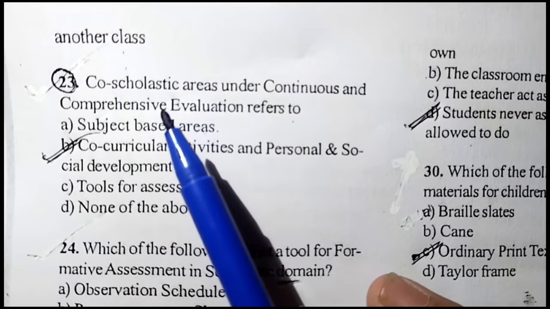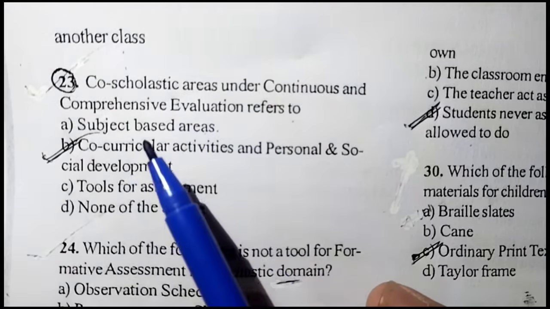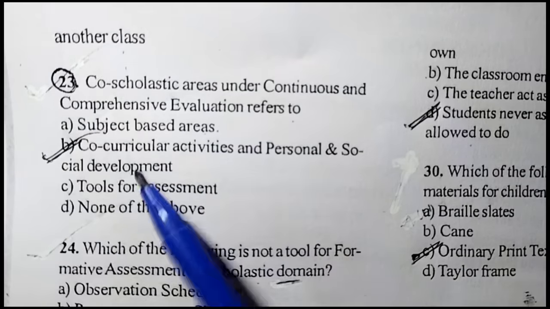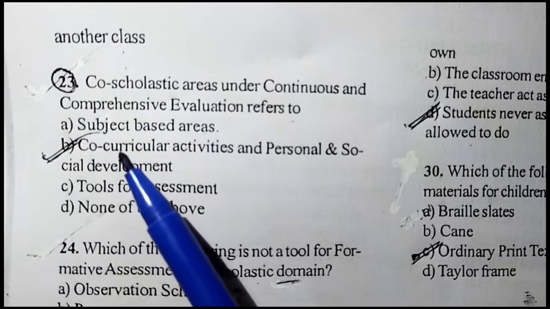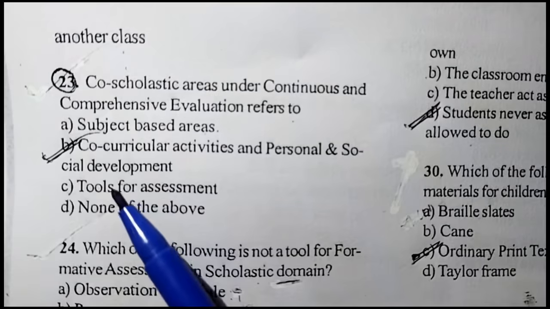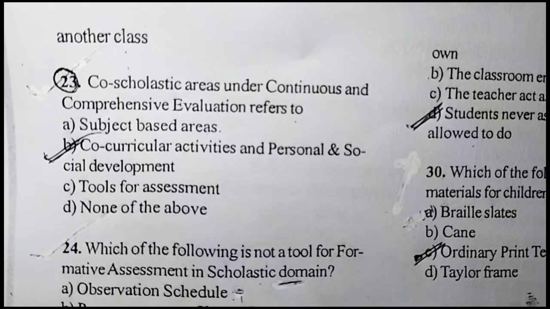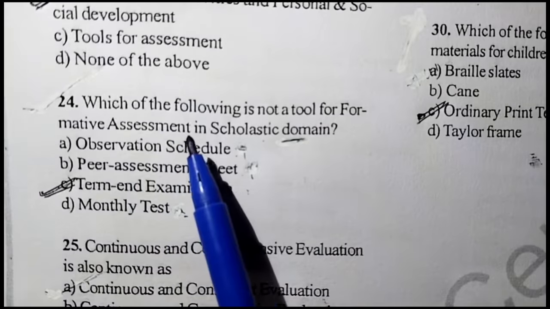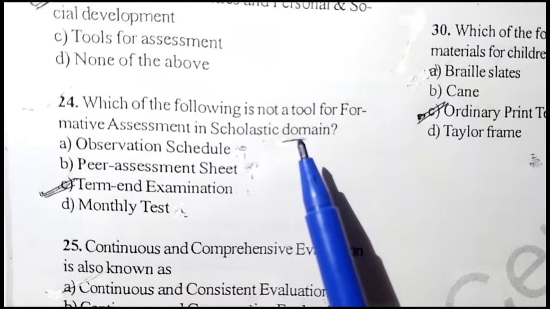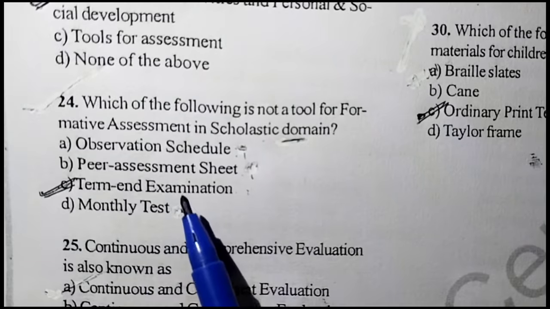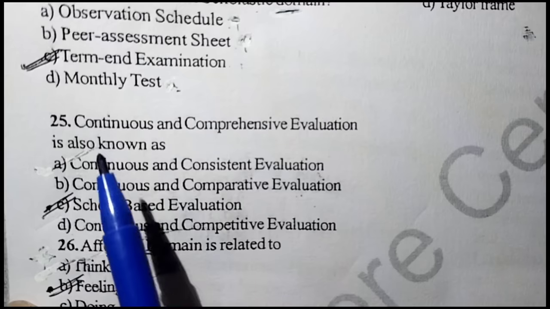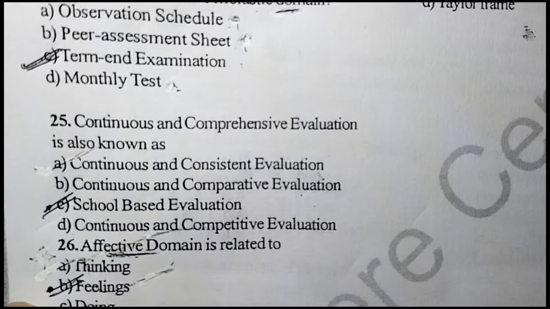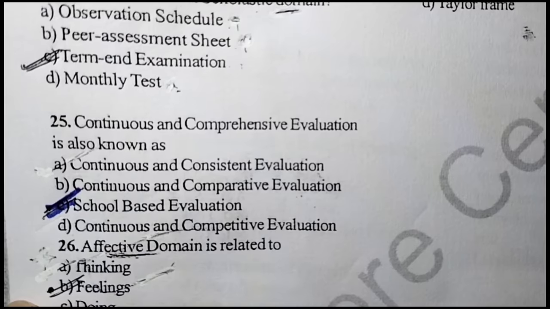23. Co-scholastic areas under continuous and comprehensive evaluation refer to co-curricular activities and personal and social development. 24. Which of the following is not a tool for formative assessment in scholastic domain? The answer is term end examination. Continuous and comprehensive evaluation, CCE, is also known as the school-based evaluation.